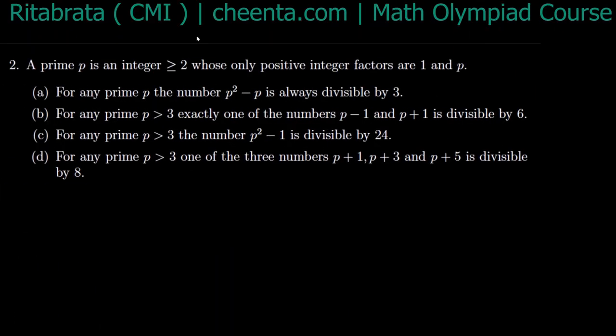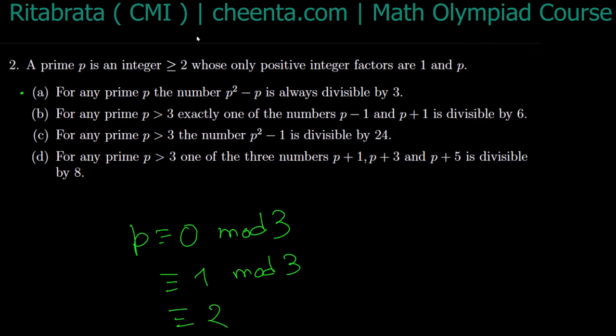For the first part, what are the distinct remainders when I divide a number by 3? The distinct remainders are either 1 or 2 or 0, right? 0, 1, 2 are the distinct remainders you can get when I divide an integer by 3. So p is either congruent to 0 mod 3 or 1 mod 3 or 2 mod 3. These are all possible cases. Whether p is a prime or not, it doesn't matter.